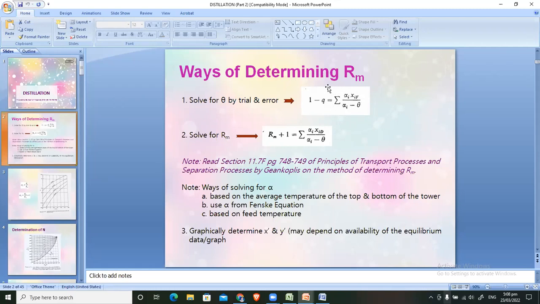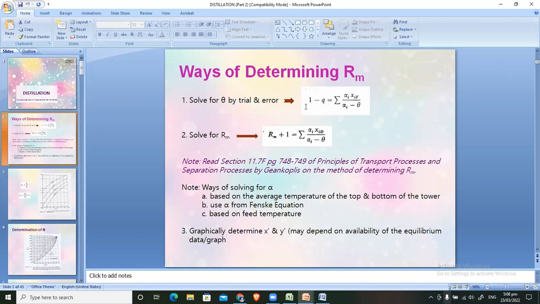You see here the assumption. It's because, class, if you have a two-component system, you will have two fractions in here that you will add. So one will be, for example, alpha A x A in the feed over alpha A minus theta, plus another fraction alpha B x B over alpha B minus theta. So that makes it trial and error because you have two fractions in which you have theta as the unknown.